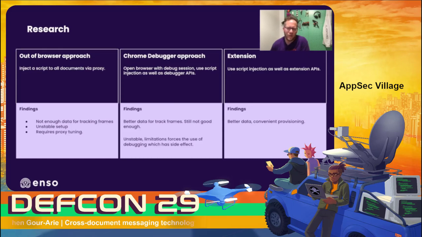Now we get into the research part. This technology, the cross-document messaging technology, is almost invisible inside the browser as it is. The straightforward way to see this communication is to open DevTools, go and look into a window object and look into its event listeners, and then follow to the message event listeners.